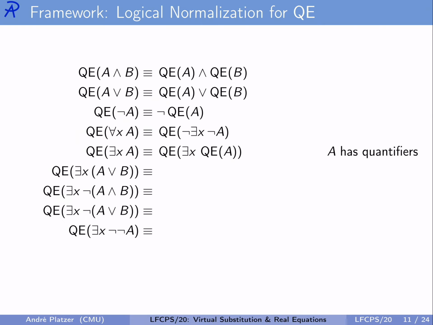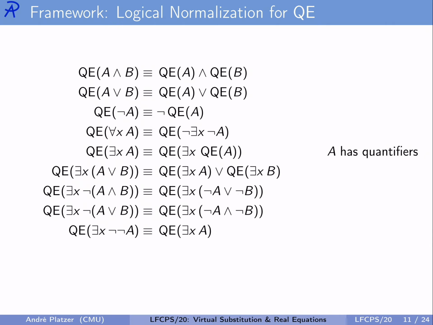But at some point, of course, we really have to quantifier eliminate for real. There's a few more tricks we can play. For example, we can say quantifier elimination for there is an x such that A or B. Well, there is an x such that A or B is actually equivalent to there is an x such that A, or there is an x such that B. So we can split it into two different quantifier elimination questions.